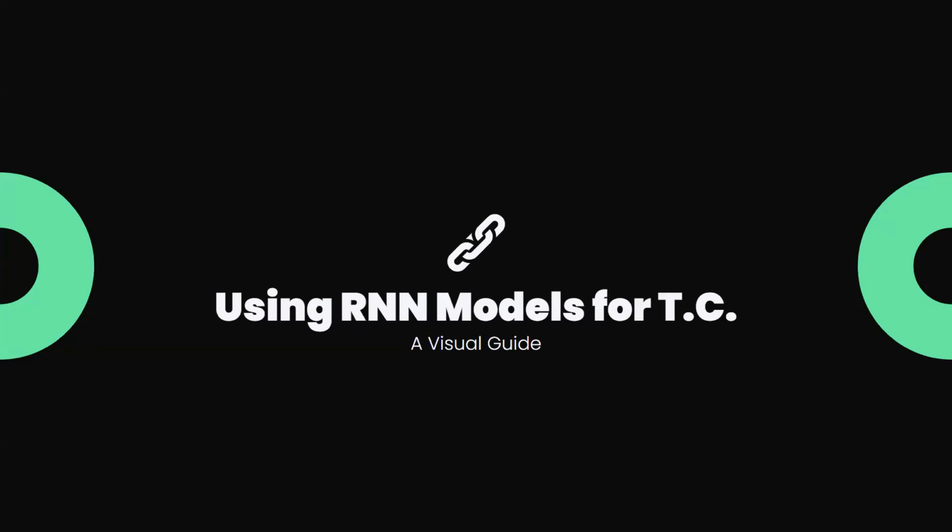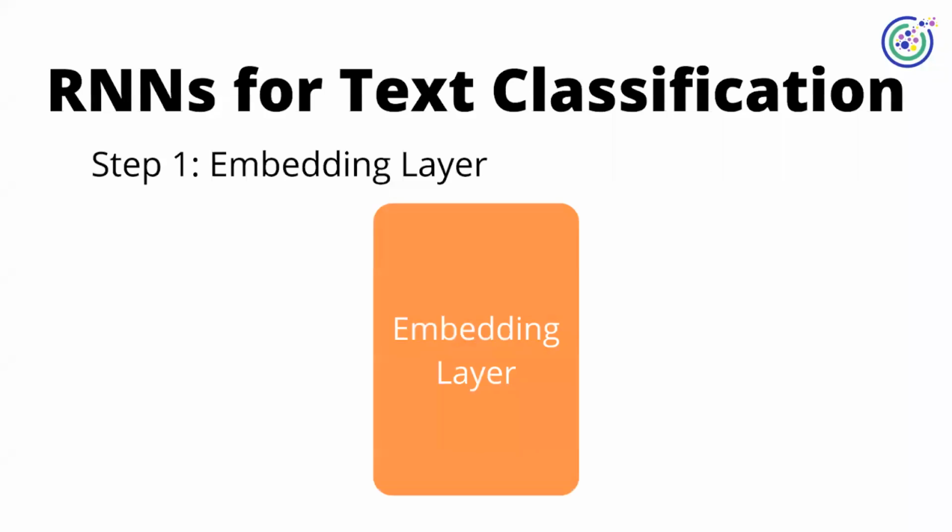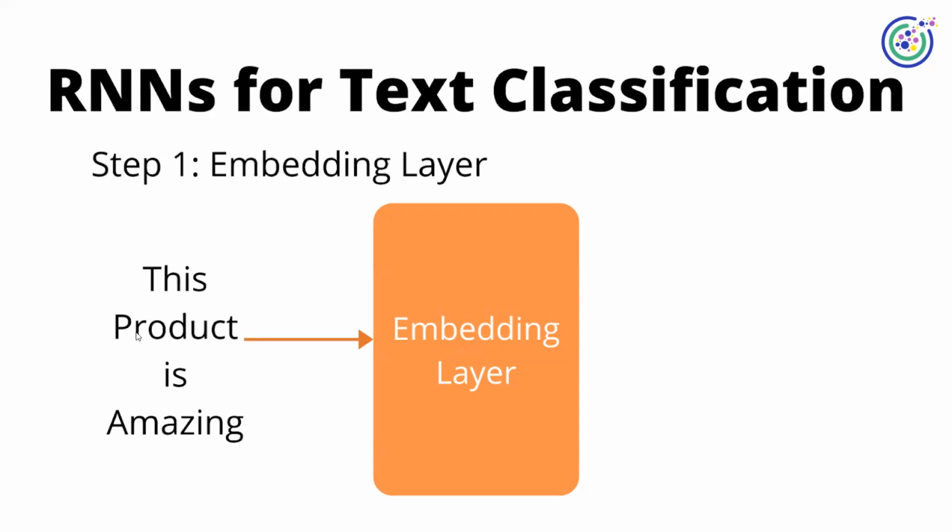So here is a quick guide to how you can use RNNs for text classification. This is a technical overview of the architecture it follows. We are not going to go into details of how RNN models work, just an overview of how the architecture should look if you're going to make a model out of it. First is the embedding layer, obviously. You're going to have a text, let's say this is the first data point that you have, and you pass this into the embedding layer.